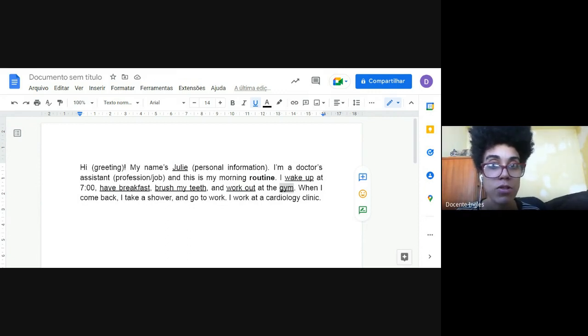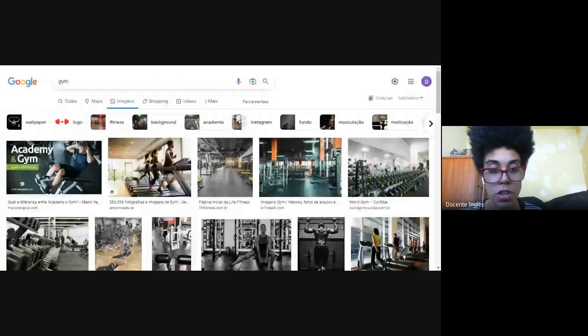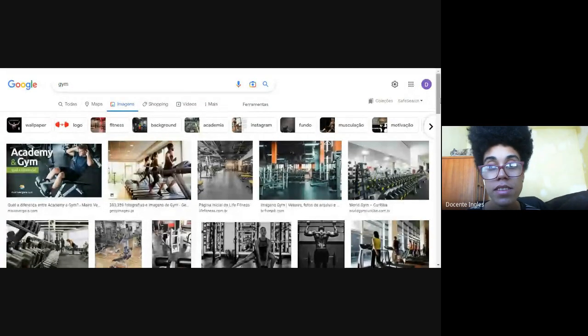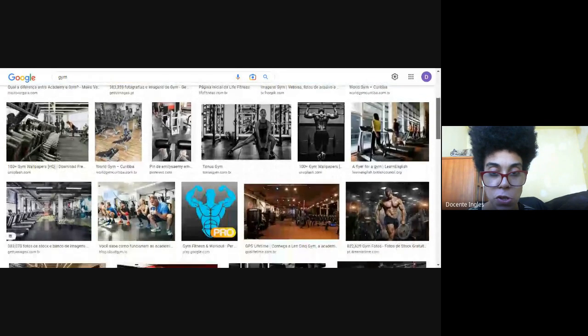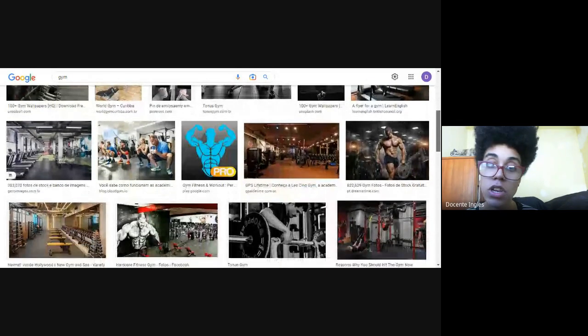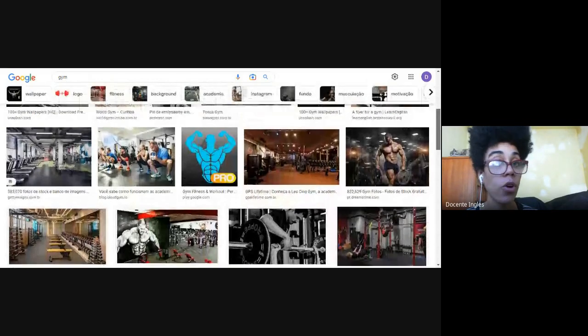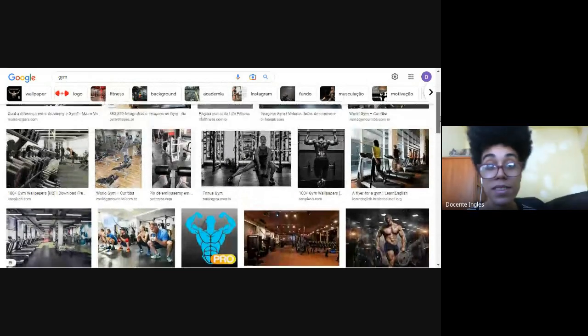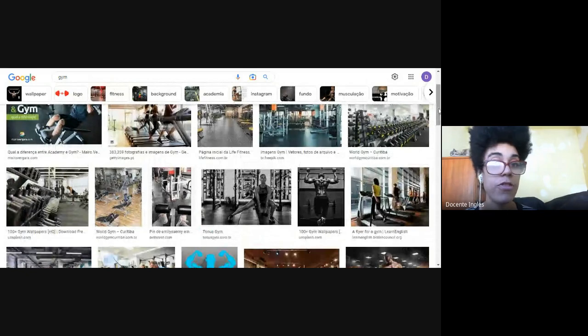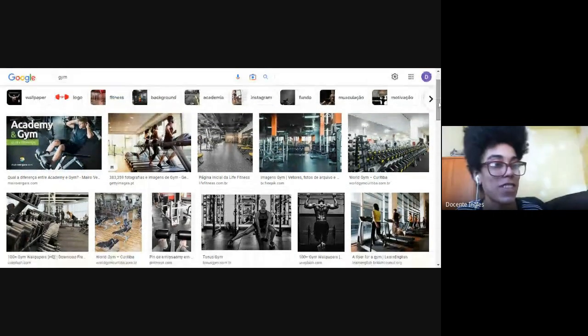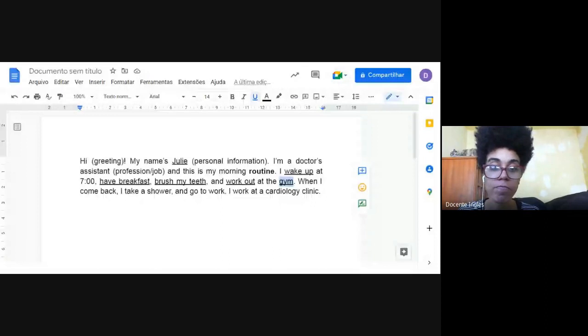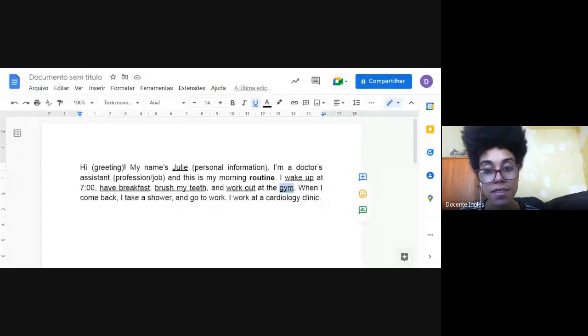So let's take a look so you can understand what a gym is. This is a gym. Can you see? We have many, many pictures here showing us what a gym is. So do you go to the gym or do you exercise at home? I don't exercise. Some people just don't exercise, but some people do, and it's very, very healthy, right? So let's go back to our text.